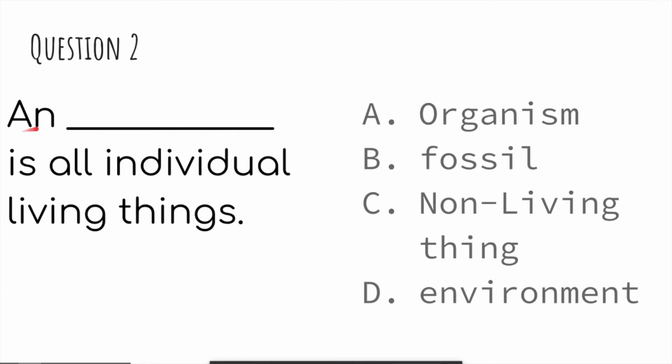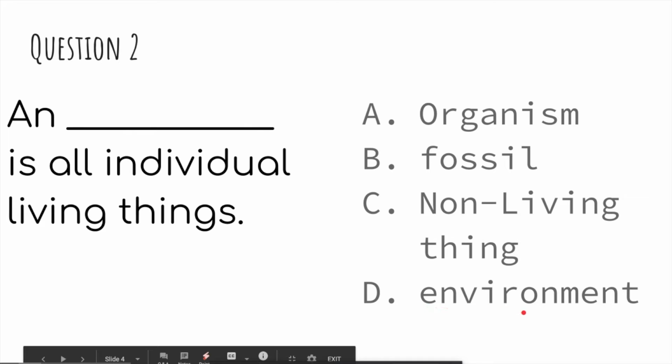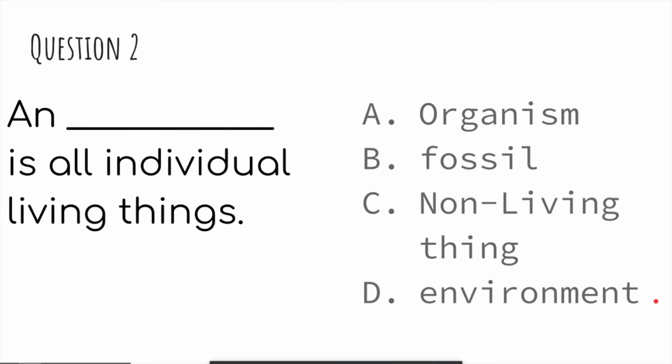Question 2 says, and blank is all individual living things. What do we call all individual living things? Is it A, an organism? Is it B, fossil? Is it C, non-living thing? Or is it D, environment? Answer the question on Edpuzzle now.